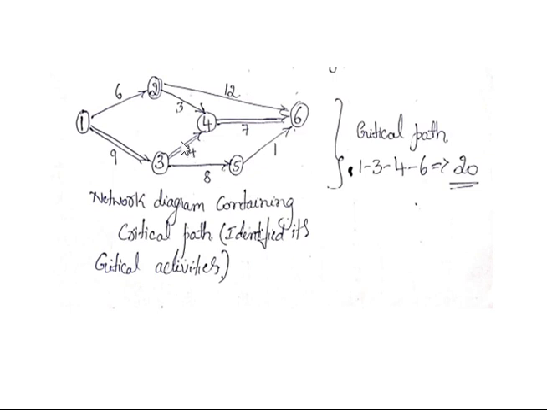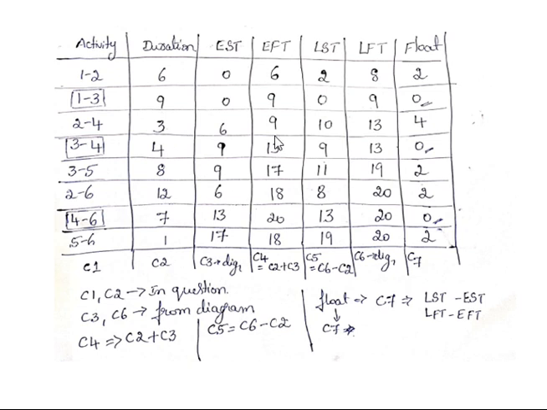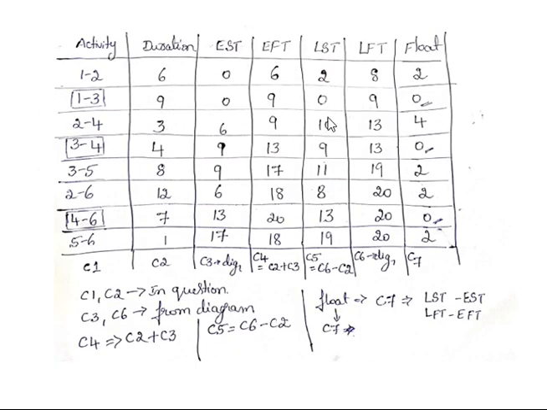So here the double arrow or the double line indicates the critical path, which has been differentiated from the other paths. Then the next thing, before going for these columns, we need to calculate the E and L values for each node. That means for each circle, if you are able to calculate E and L values, then we can calculate these columns easily.